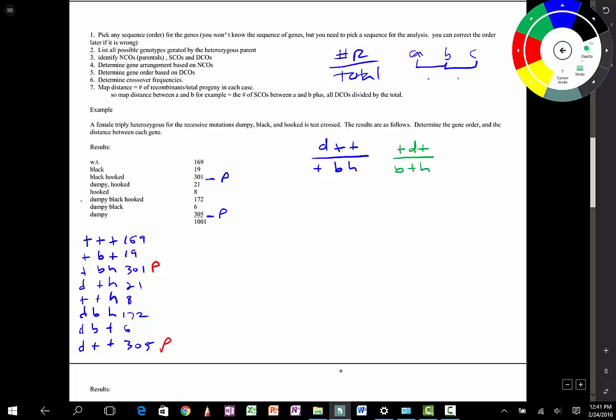Now it doesn't matter. The only thing we know about orders is which one is in the middle. So we say black is in the middle in the first case, dumpy's in the middle in the second case. In the third case, we could say, well, what happens if hooked is in the middle? So we'll put hooked in the middle, and then we'll put black over here and plus over here. And then they always have to be opposite. So the mutant allele has to be opposite the wild type allele because these things are heterozygous for all these genes. So these are possible orders.